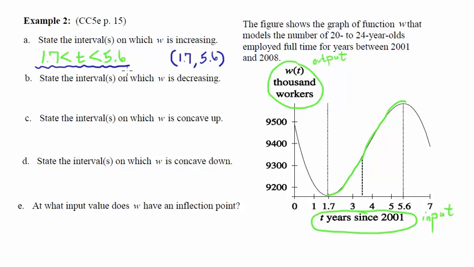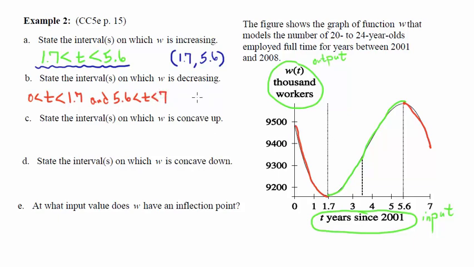All right, so next we want to know the interval or intervals in which the graph is decreasing. So that's where I'm going downhill. So in this case, at 0, I start to go down, down, down, down, down, down, down here. And then again at 5.6 to 7. All right, so we would write that 0 is less than t, which is less than 1.7. And I have a second one over here, which is 5.6 is less than t, which is less than 7.